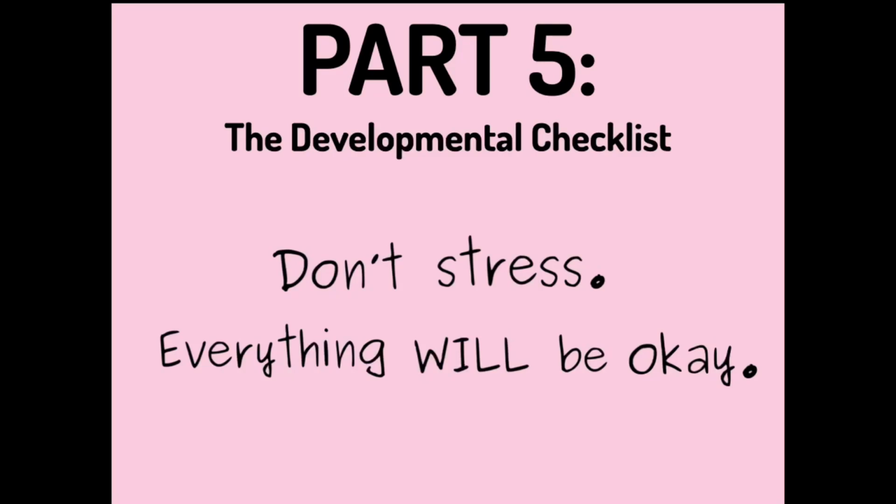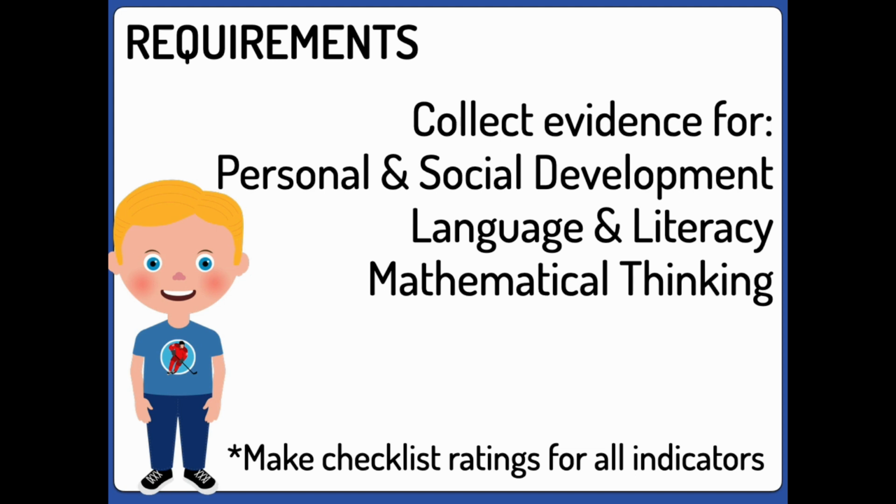Welcome to Part 5, where we will talk about the developmental checklist and how to make ratings for all of your students. You are required to have evidence before you make a rating in the following 3 domains: personal social development, language and literacy, and mathematical thinking. You will still make checklist ratings in all of the other domains.